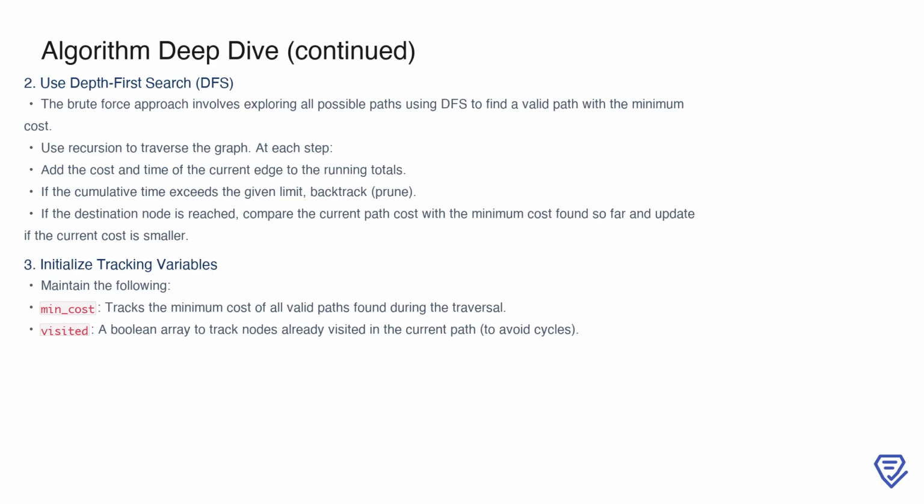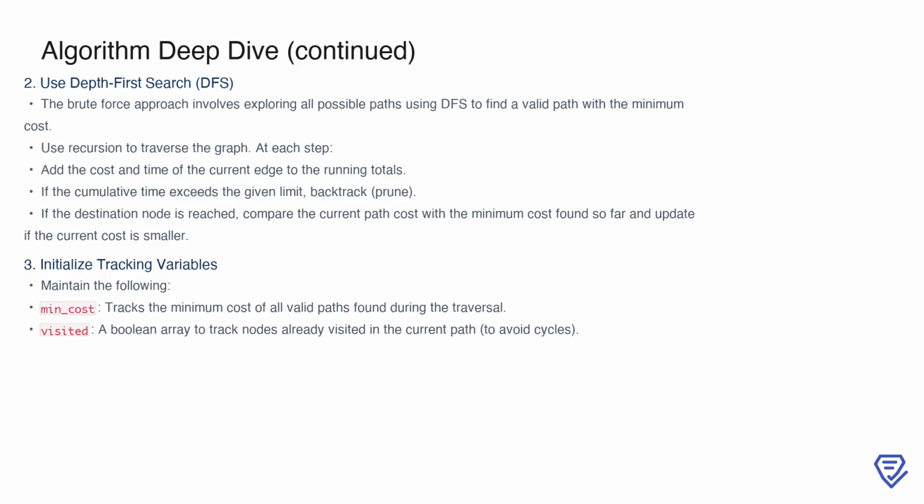To explore all possible paths in the graph, we can use depth-first search, or DFS. This brute force approach systematically traverses the graph, checking every potential path to find the one with the minimum cost that satisfies the time constraint. The traversal is implemented recursively. At each step, the algorithm adds the cost and time of the current edge to running totals. If the cumulative time exceeds the time limit, the algorithm prunes this branch and backtracks to explore other options.